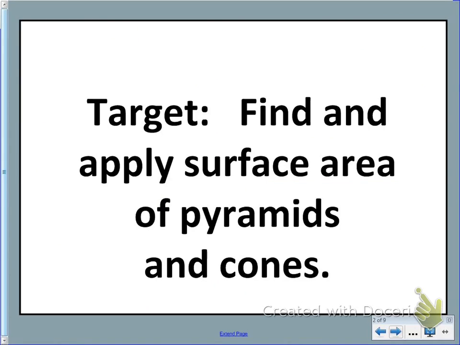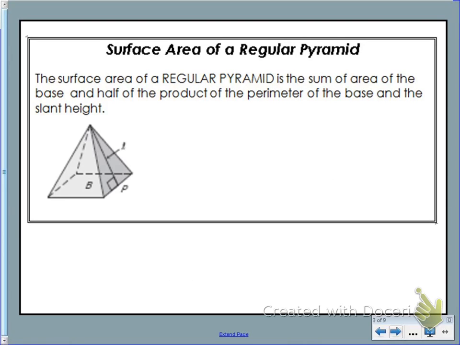Welcome, geometry students. Today we're going to learn how to find and apply surface area of pyramids and cones. Alright, so let's first talk about pyramids and cones.